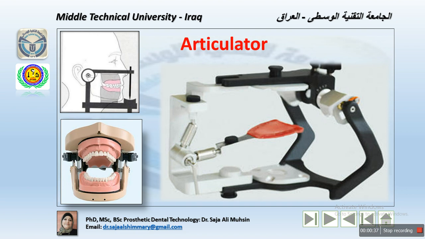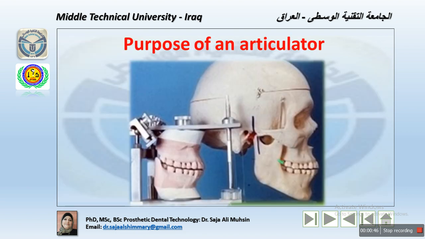Now, there is a purpose of using many devices and tools in a dental lab. So, the purpose of an articulator, first of all, is to hold the maxillary and mandibular casts in a determined fixed relationship.